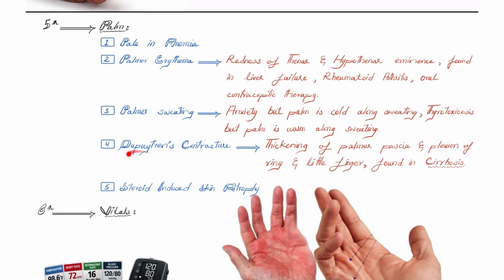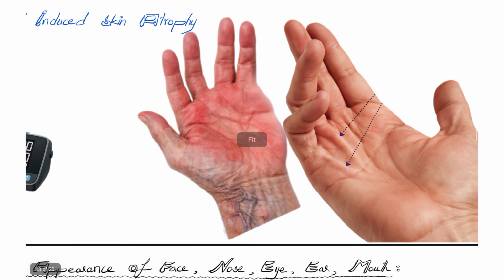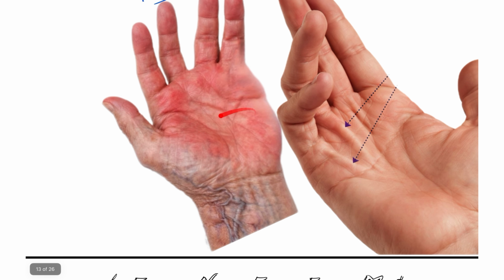Dupuytren contracture, this is a thickening of the palmar fascia, and then there is flexion of the ring and little fingers. It is specifically found in cirrhosis. And then there will be skin atrophy because of chronic use of steroid. As you see in the image, there is palmar erythema. As you see, the underlying venules are very prominent. It is because of skin atrophy, and then Dupuytren contracture, where on the palm, on the medial side, you will see a groove made between two palmar fascia.